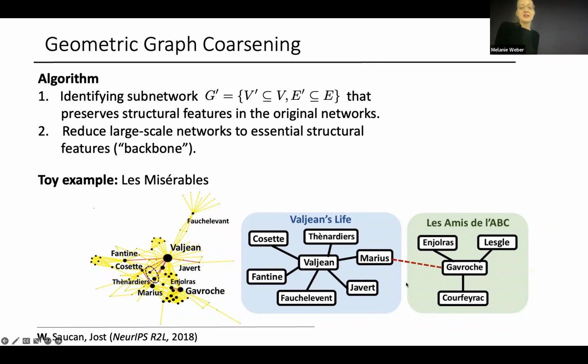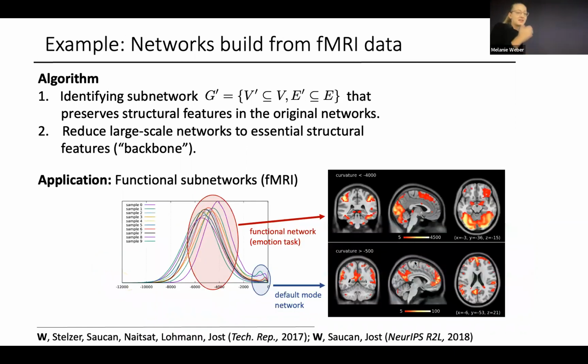And then we also identify the bridge between the two communities where the storylines sort of merge, which is here shown with the dotted line. So this is just a toy example. This right-hand side you could have easily drawn by just reading the book. But of course, we want to apply that for some more large-scale data.